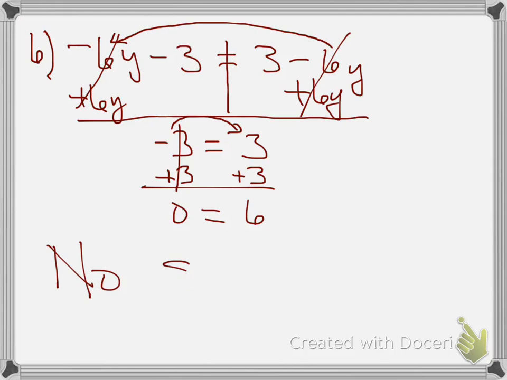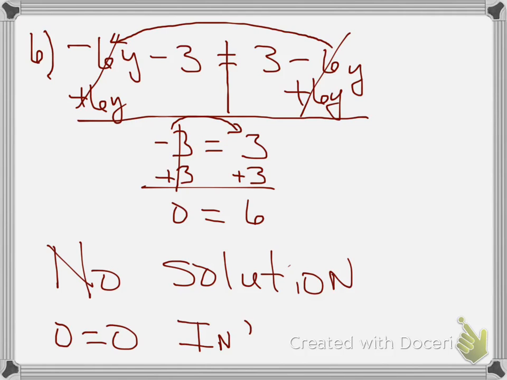You get 0 equals 6. So 0 equals 6 is not possible, so that's no solutions. If I had gotten 0 equals 0, like everything canceled out, I would have put infinite solutions. And so there you go with that for a special case. Kind of be careful on that. Notice this is only possible if the numbers in front of the variable are exactly the same.